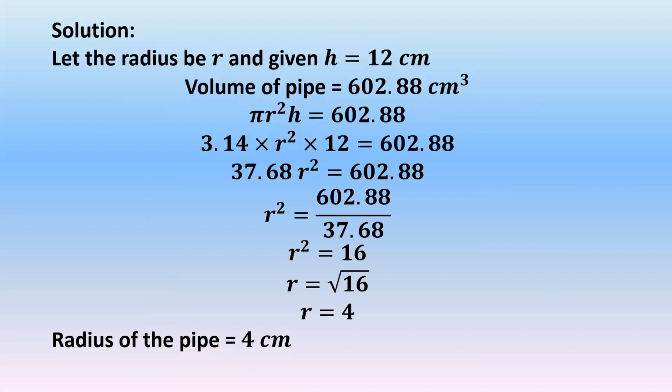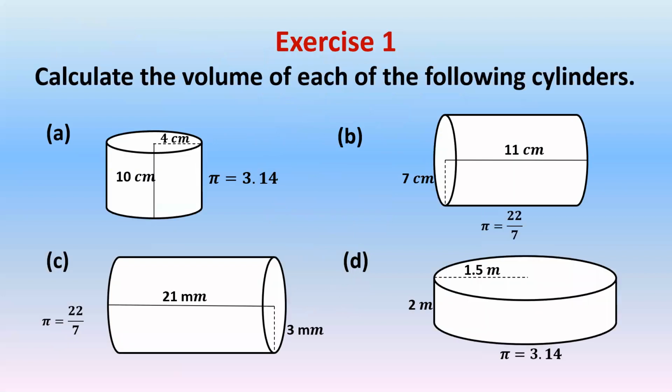A quick recap. Volume of a cylinder is equal to pi r square h. It is always good practice to write down the information given to you. Also, show all your workings clearly. Here are some exercises for you to practice.